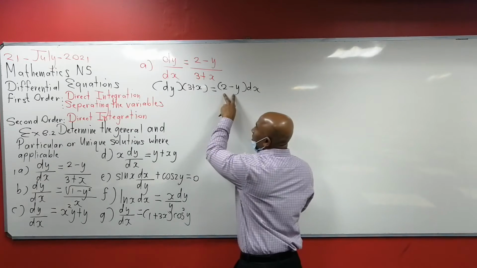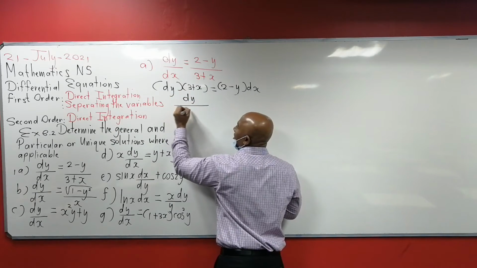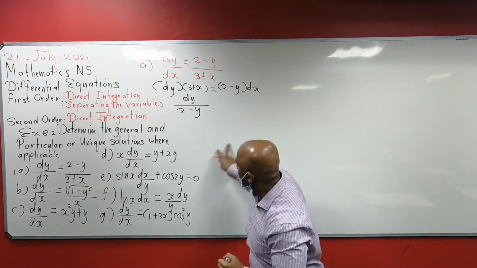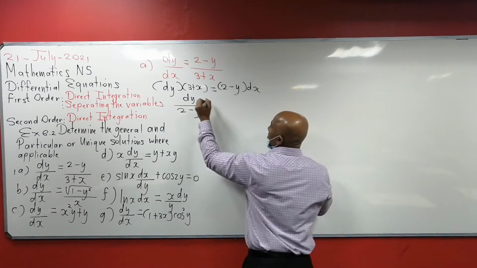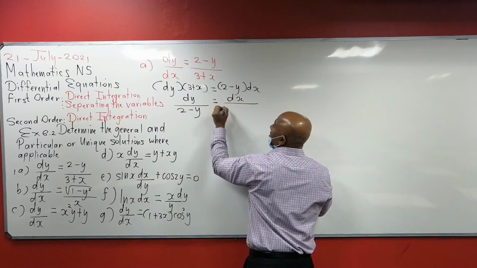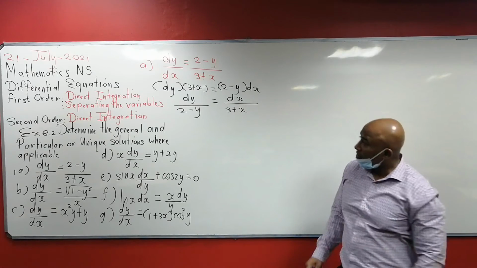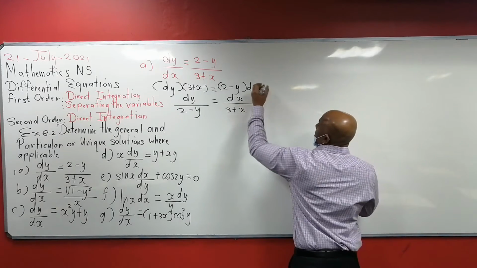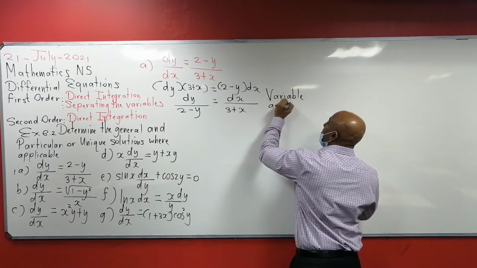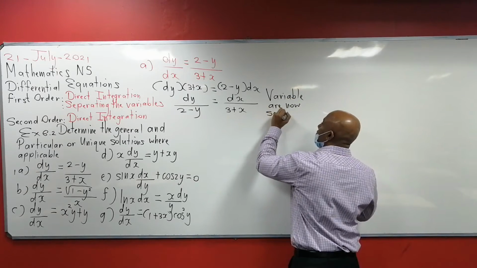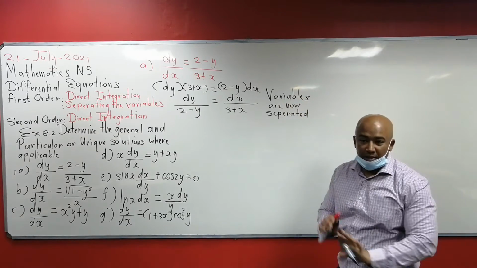So what am I going to do? I'm going to divide by 2 minus y. So I have dy all divided by 2 minus y. And this I'm going to divide by 3 plus x, and it goes to the right-hand side. So this is going to equal dx all divided by 3 plus x. Right, so I divided. Now the variables are now separated. That is the aim here. Your variables are now separated.